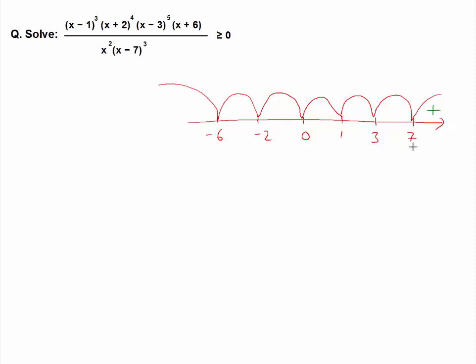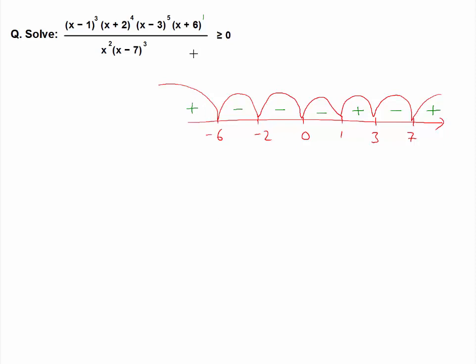Now 7 is corresponding to x minus 7 cube. Now this power is odd, therefore the sign will change. Now 3 is corresponding to x minus 3 to the power 5. Since the power is odd, the sign will again change. Now 1 is corresponding to x minus 1 cube. The power is odd, so the sign will change. Now 0 is corresponding to x square. Now as we see that the power is even, therefore the sign will not change, so minus will remain minus. Minus 2 is corresponding to this factor. Now since the power is even, the sign will again not change, so this will remain as minus. Minus 6 is corresponding to this, whose power is 1. So therefore the sign will change and this will be plus.